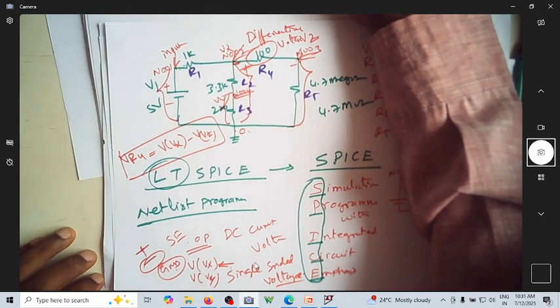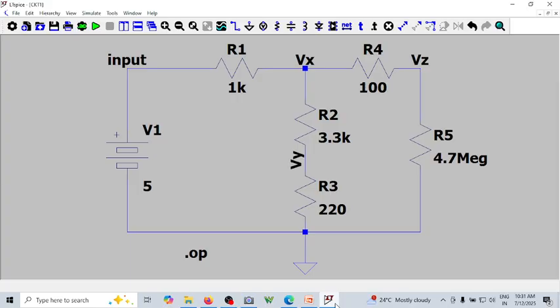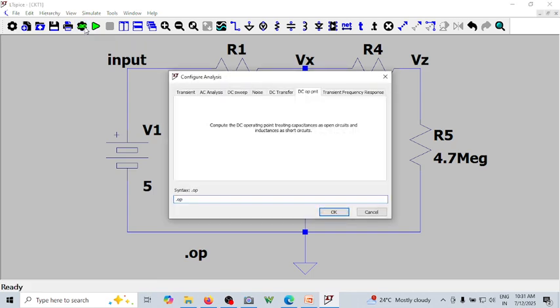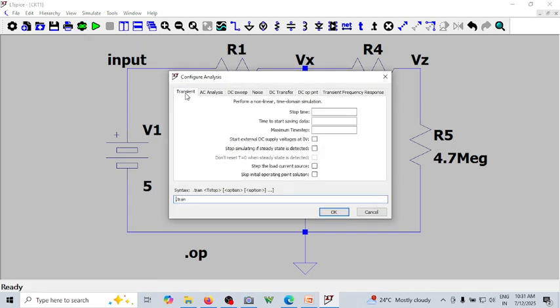Okay, let us again go back to this. So this is about .op. Now I can also do one more analysis called transient analysis. For that I can go to this, say this is now transient. Now I have applied a DC voltage. I want to see how the circuit is behaving with respect to time.